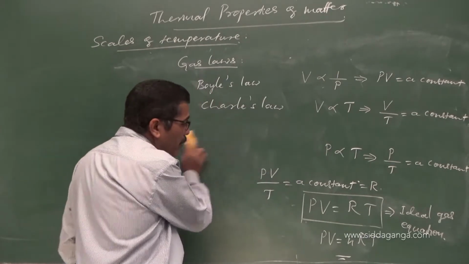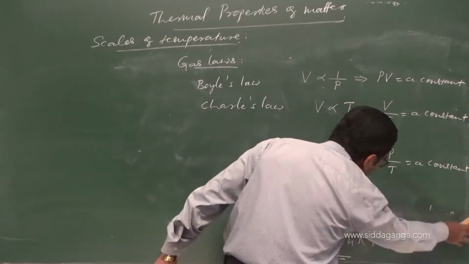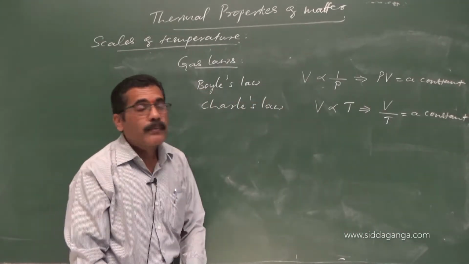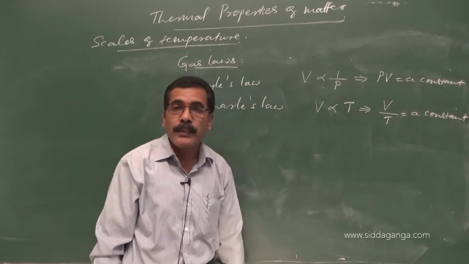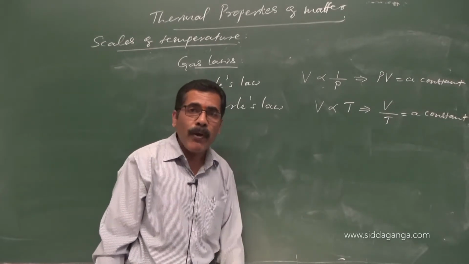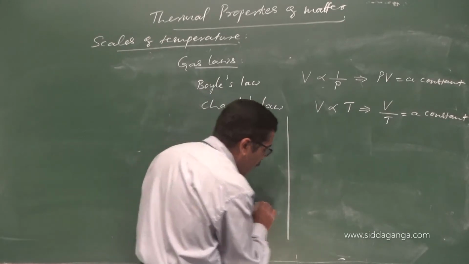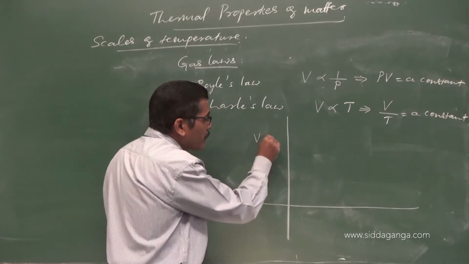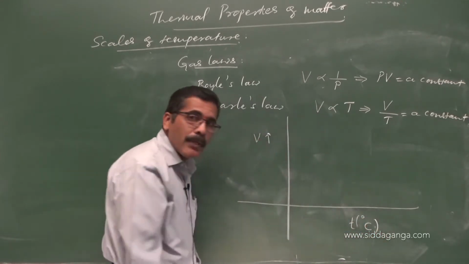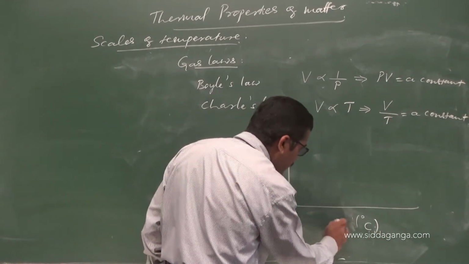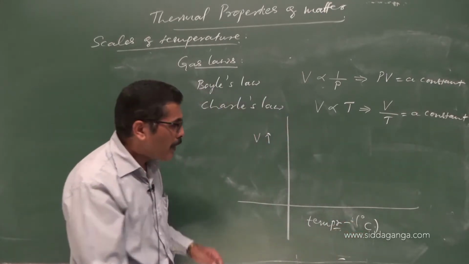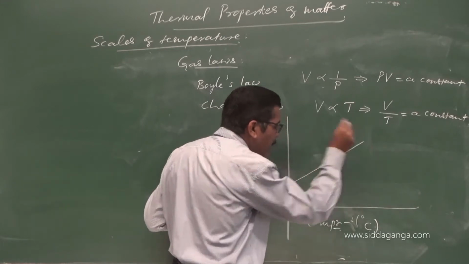Now let us take up the importance of Kelvin scale. When you come to Charles' law, volume directly proportional to temperature, or Gay-Lussac law, pressure directly proportional to temperature, if you plot the graph of volume of given mass of gas versus temperature, here temperature is expressed in degree Celsius, you will get a straight line like this.